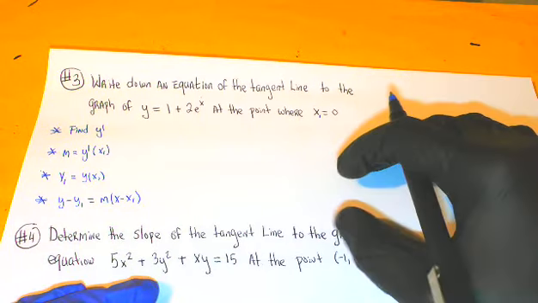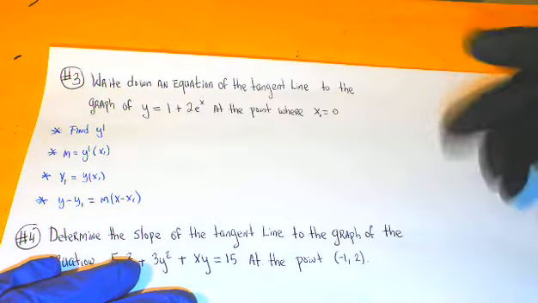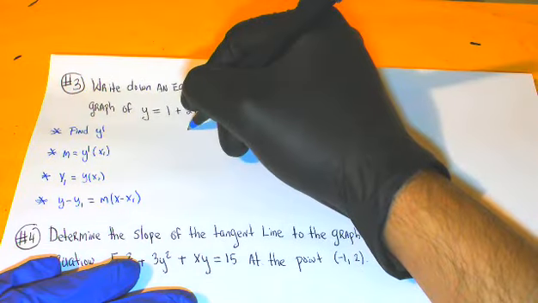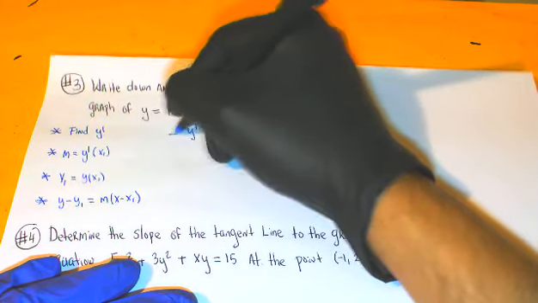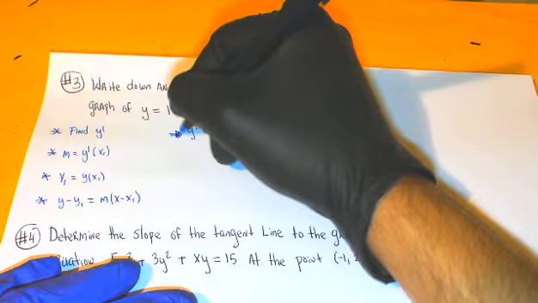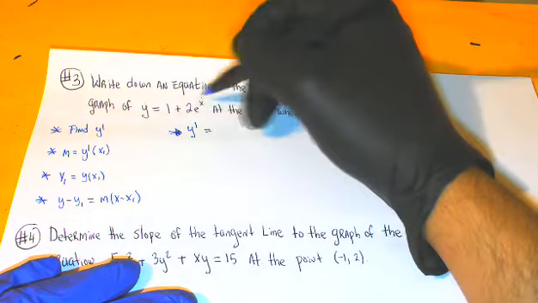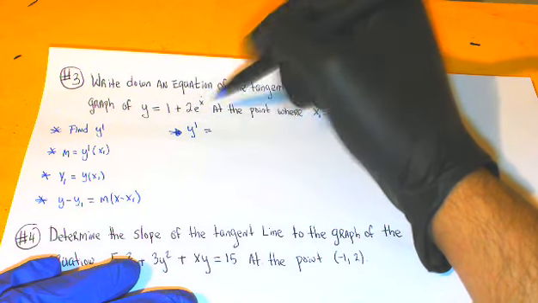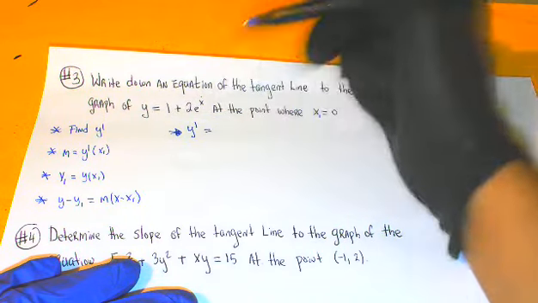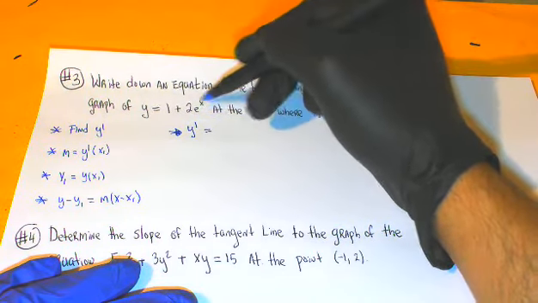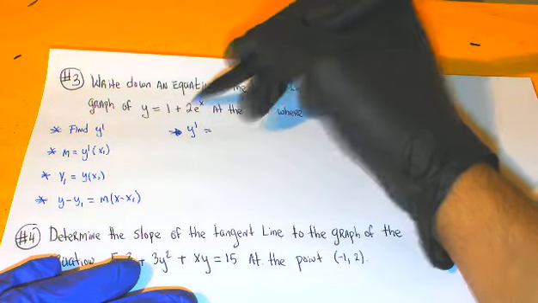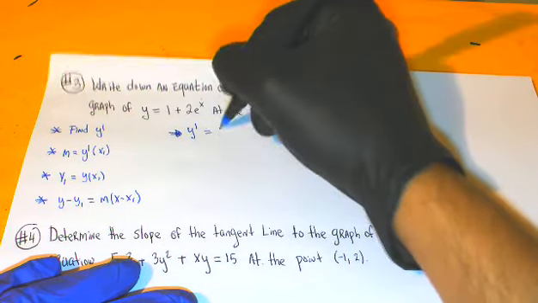So here goes. Well, let's find the derivative of y. If we find the derivative of y, we're going to get that y prime is going to equal, well, derivative of 1 is 0. The derivative of 2e to the x is going to be 2e to the x, since the derivative of e to the x is itself. But because I have a 2 in front of it, then it's just 2e to the x.